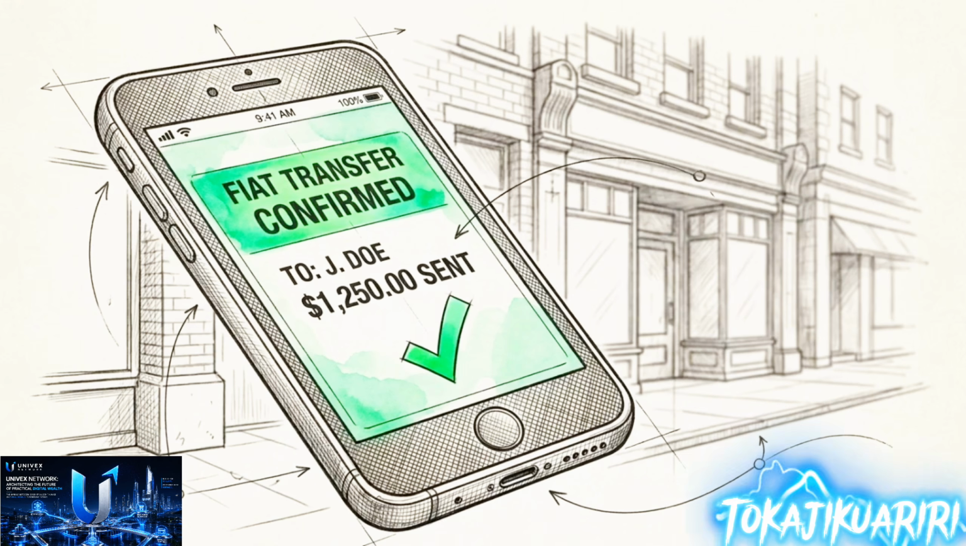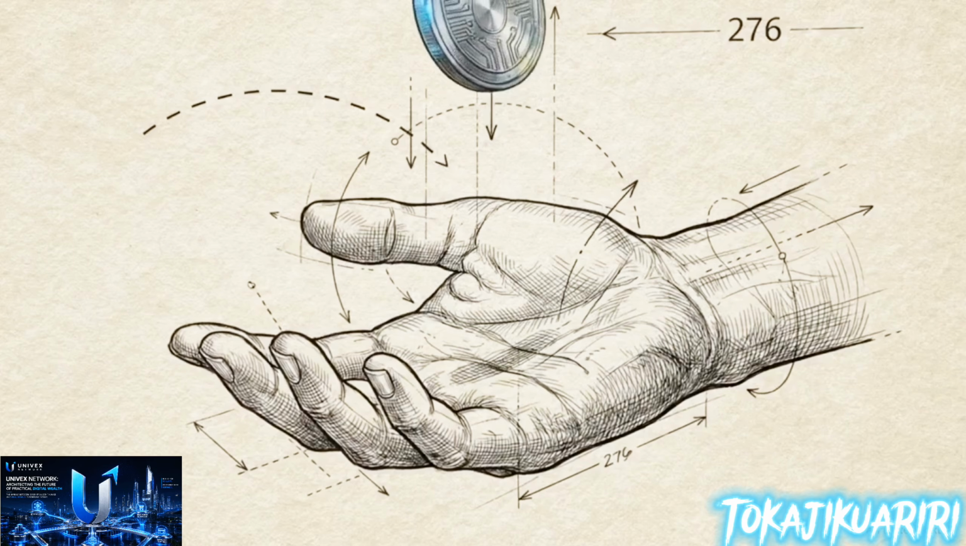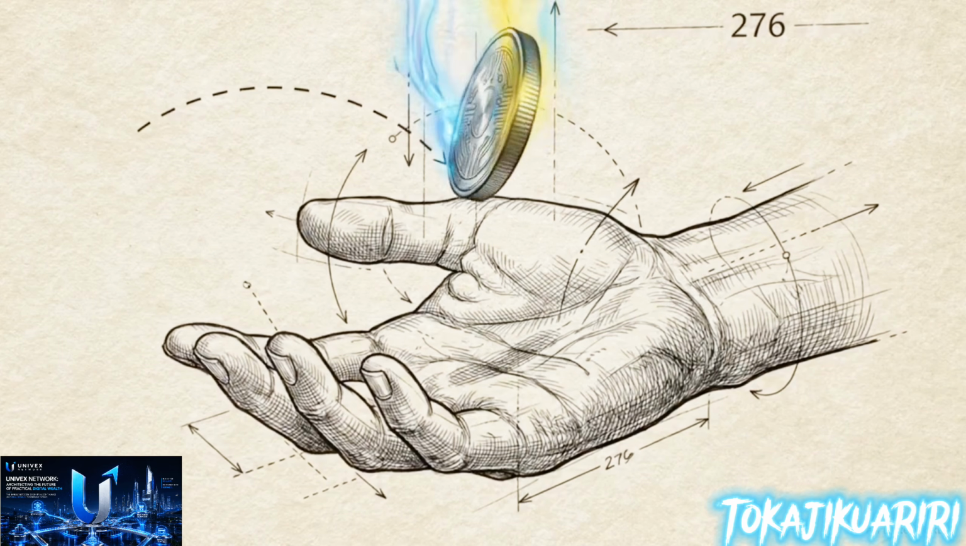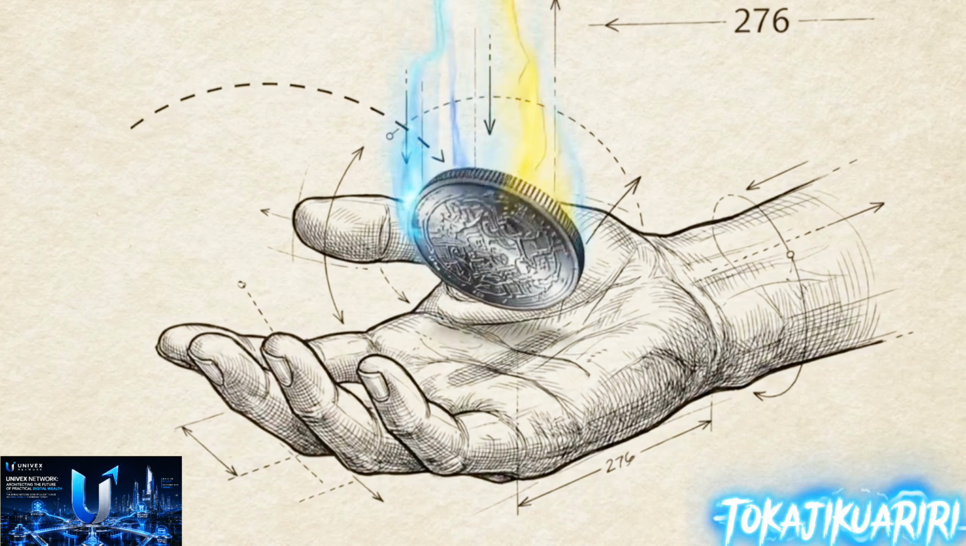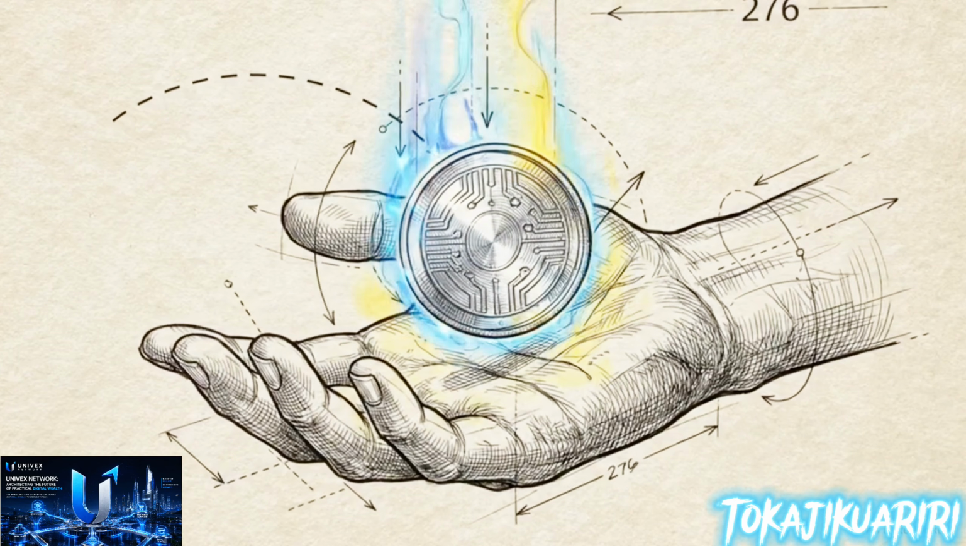The system bypasses the friction of legacy banking, offering direct financial participation to populations that were previously excluded from these markets. By engineering a functional bridge between Web3 incentives and real-world purchasing power, Univex creates a mechanism where digital participation results in immediate, liquid value.